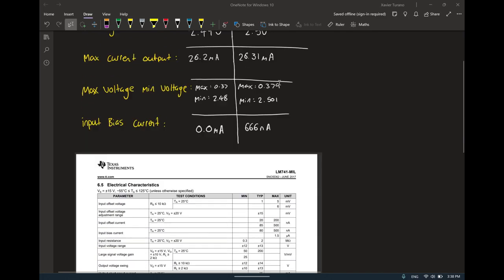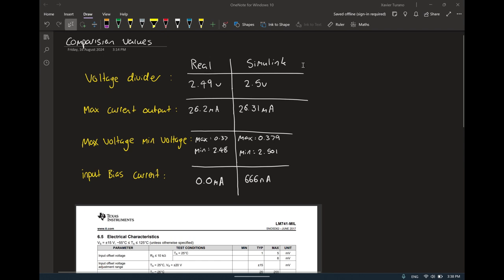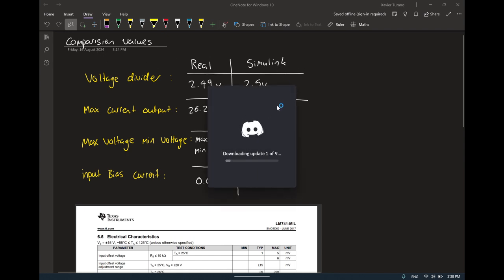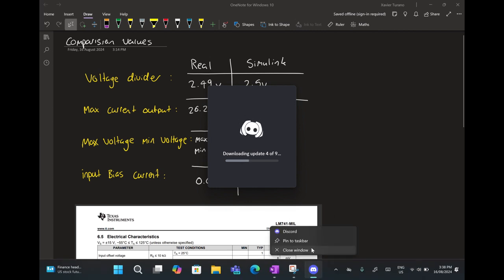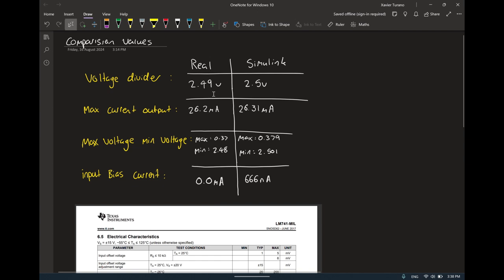Now we're comparing the values between the real and simulated values. So we have our real value is 2.49. It deviates by not that much. It's very, very close. Even with the max current output, 26.2, 26.3. Very, very close to each other. And I feel where the simulated version was different was with the very, very low values in the nanoamps, because the input impedance is so high, the current is so low, and traditional multimeters cannot pick up current values that low. So we got 0.0 milliamp, but really the simulated value was 666 nanoamps.